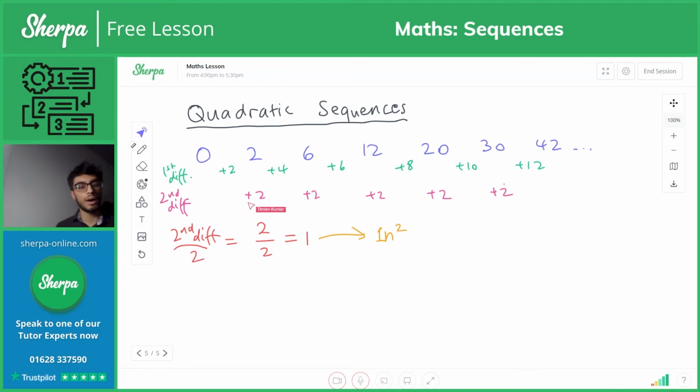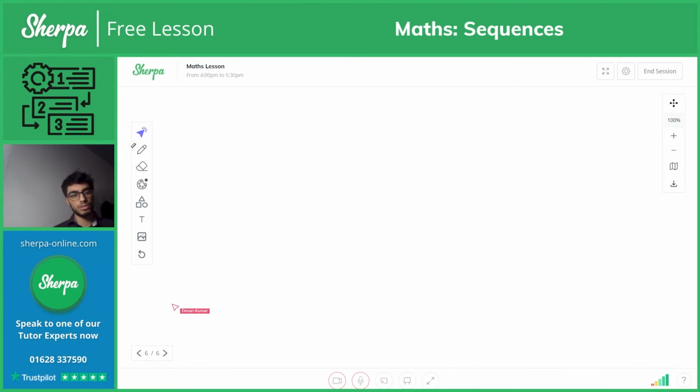Okay, so how is this useful? Well, we take our original sequence, 0, 2, 6, 12, 20, and we compare it to the sequence n squared. We're going to do this on the next page. What is the sequence n squared? Well, let's say the nth term is n squared. That's what we're saying. So what does this mean?